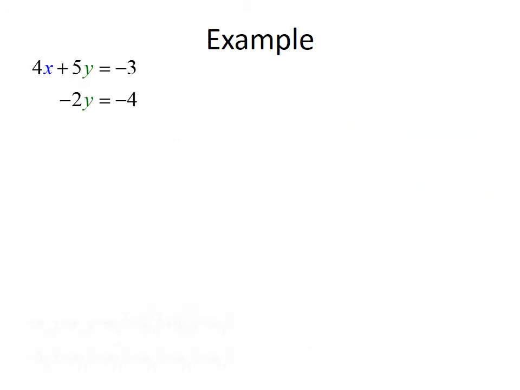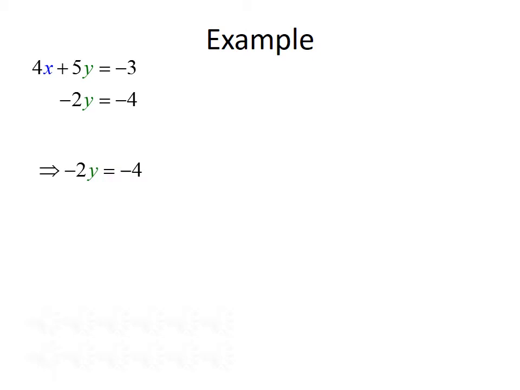Let's look at another example. This time we have the system of equations 4x plus 5y equals negative 3 and negative 2y equals negative 4. We want to start by solving one of the equations for one of the variables. And if we look, we see that the second equation only has one variable. So let's use the second equation to solve for y.